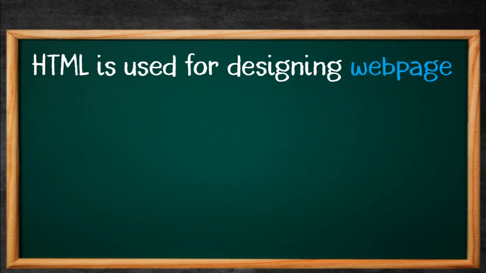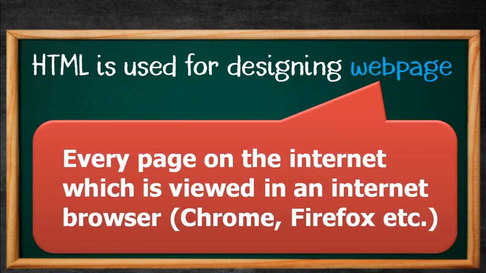So what is a web page? A web page is every page on the internet which is viewed in an internet browser. When you open Chrome or Firefox or Opera Mini or any internet browser on your smartphone or computer, the pages that we see are known as web pages. Each page of any website, like Google, Facebook or YouTube, is known as a web page.